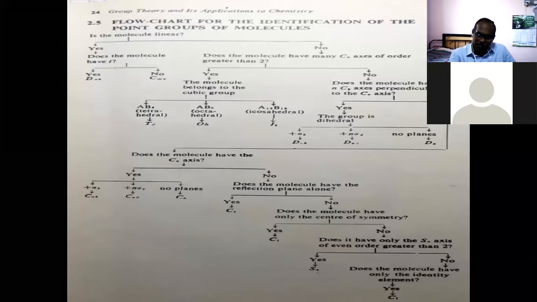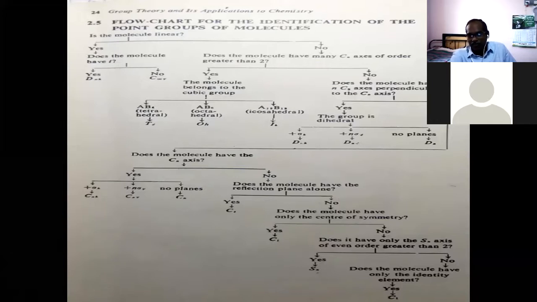How many reflection planes are there? Two reflection planes. What are they? Sigma V and sigma V dash. Therefore, it also comes here. Therefore, the point group of the water molecule is named the C2V point group. If no planes are there, then the molecule belongs to the Cn point group. Even here, if you are getting the answer no, then you have to ask another question.